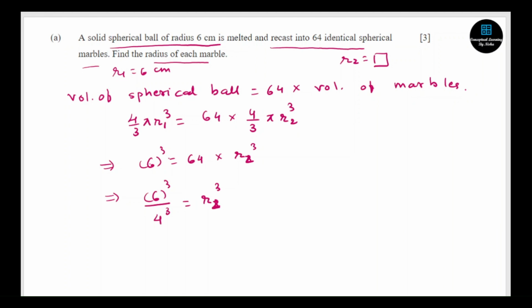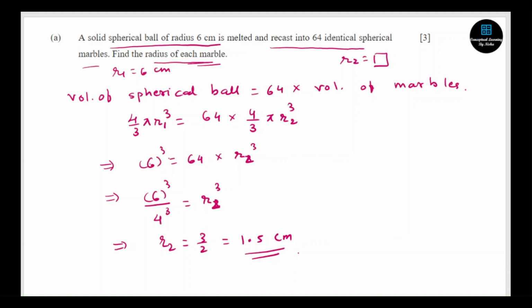First of all, find 6 cube, 64, and divide it. It's a time consuming thing, so we don't do this. Now simply I'll take the cube root. I'll get 6 upon 4, which is nothing but 3 upon 2. So I'll get the value of R2 as 3 upon 2, which is 1.5 centimeter. So the radius of each marble is 1.5 centimeter.